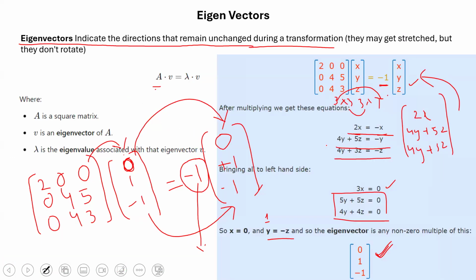So an eigenvector represents the direction which remains unchanged. When you try to transform any matrix with an eigenvector, the result will be transformed along this direction. Okay, so let's suppose this is my point base.